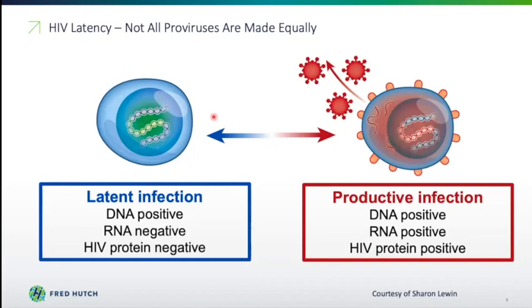But we can also have a state of latent infection. And this is a cell that still has an HIV DNA genome inside of its own DNA, but that DNA isn't being read. It's not making any of those messenger molecules. It's not making any virus. And this might be a cell that has an integration site in one of those less commonly read parts of the human genome.